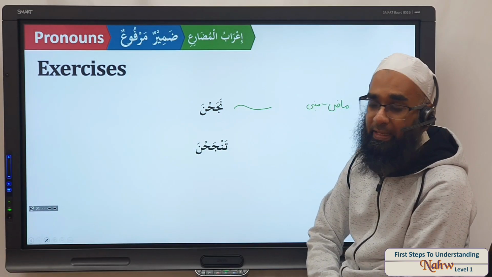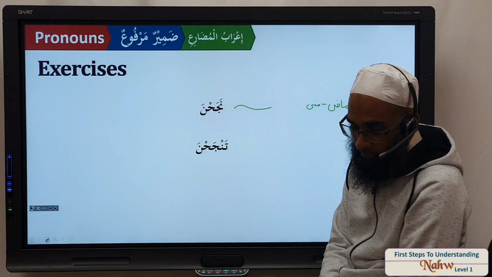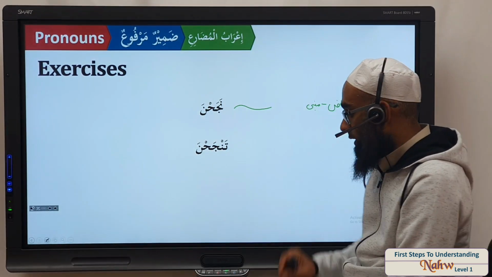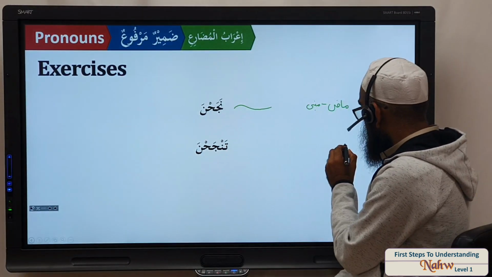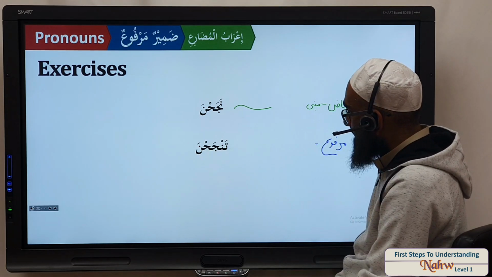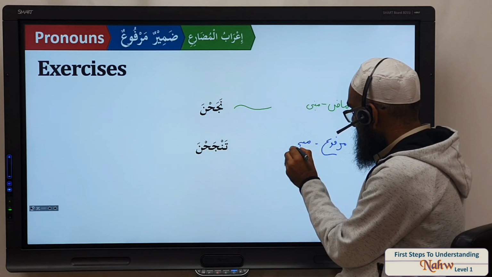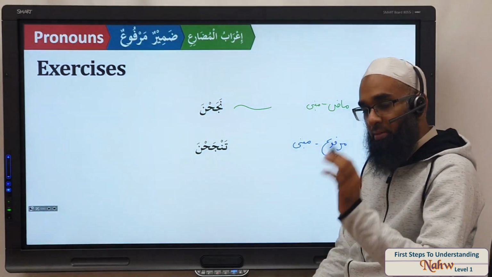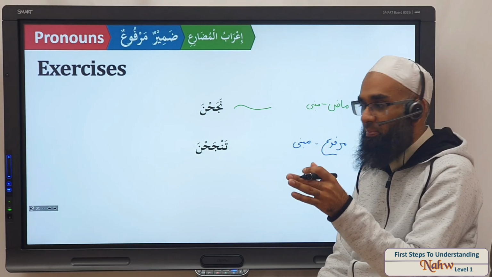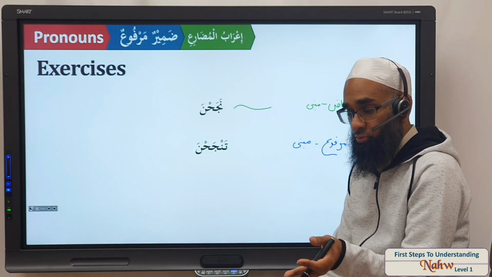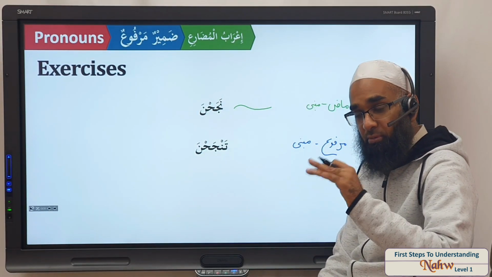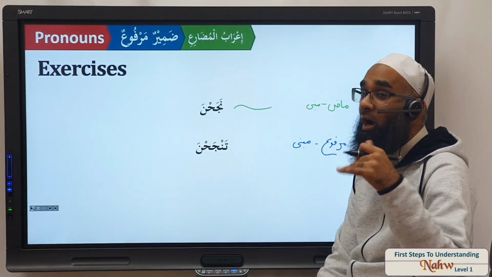Now, tanjahna. Does it have a noon at the end? Yes. What kind of noon? Noonul i'rab or noonul niswa? Noonul niswa. So what's the i'rab? It's marfu', but is it going to manifest as i'rab or is it going to be mabni? It's mabni. So remember, the difference between the madhi mabni and the mudari mabni is madhi mabni doesn't even have marfu, mansoob, majroor. And the mudari mabni, it has marfu, mansoob, majzoom, but you can't see it, it doesn't show it.